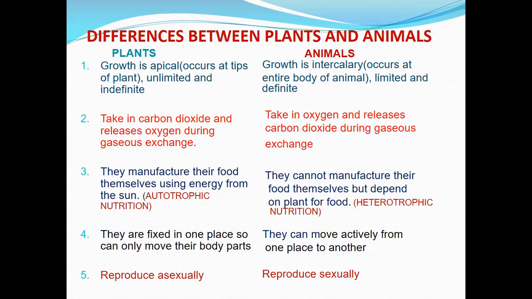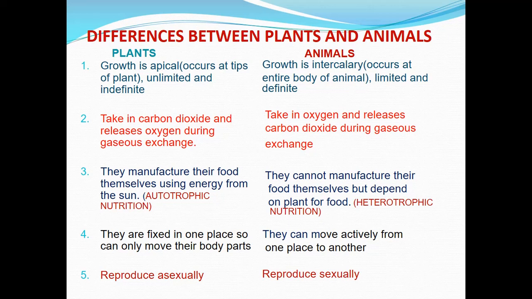But under animals, growth is intercalary. It occurs at the entire body of the organism. It is limited and it is definite. The meaning is that at a particular time in the life cycle or in the life span of an animal, growth will stop.